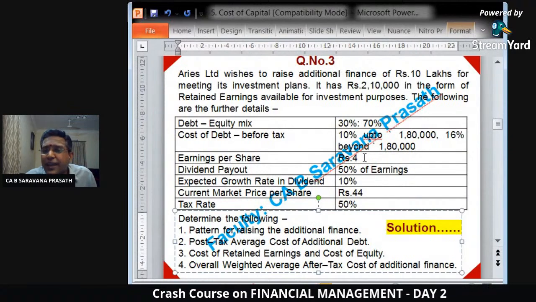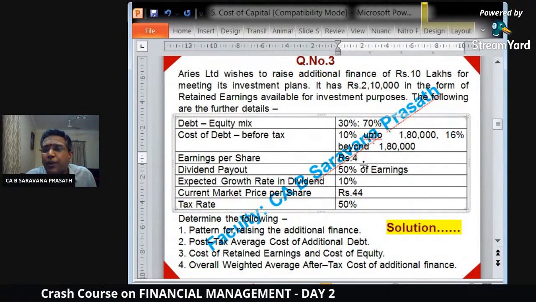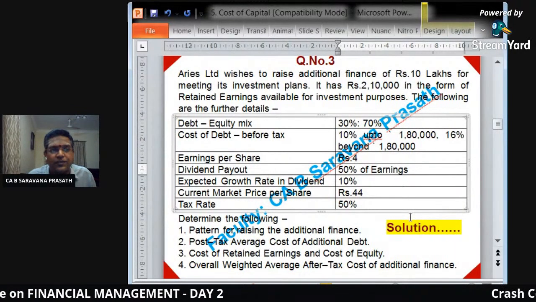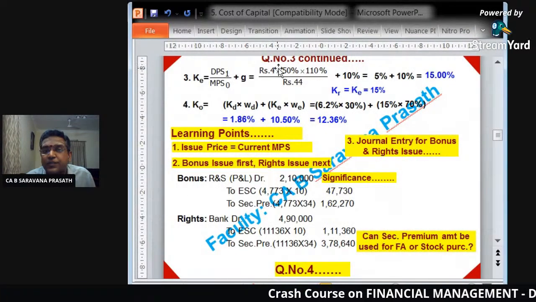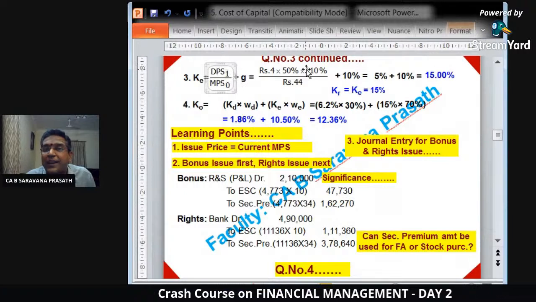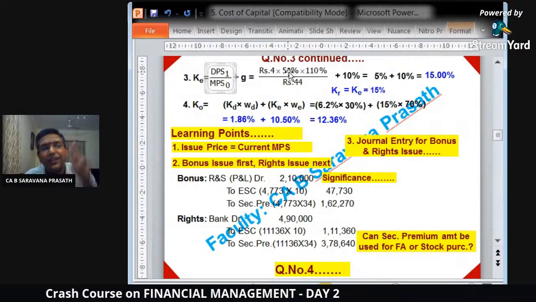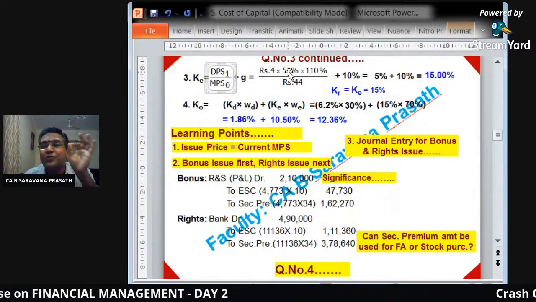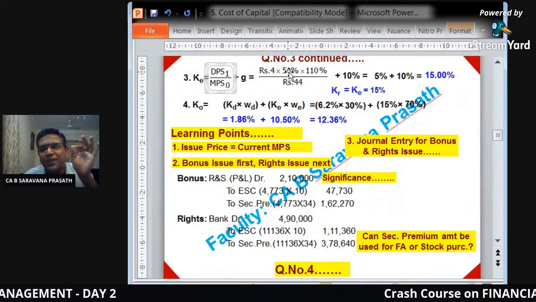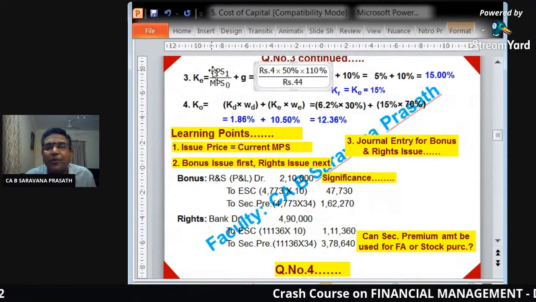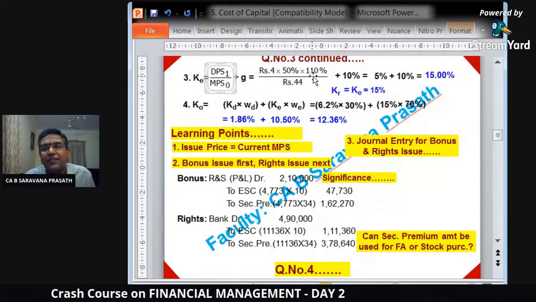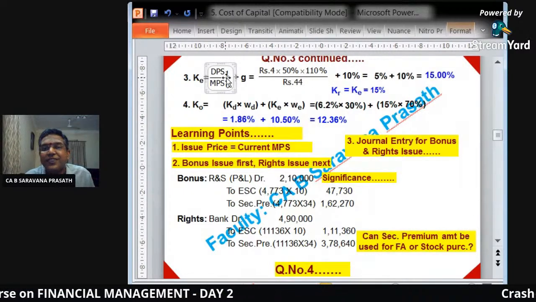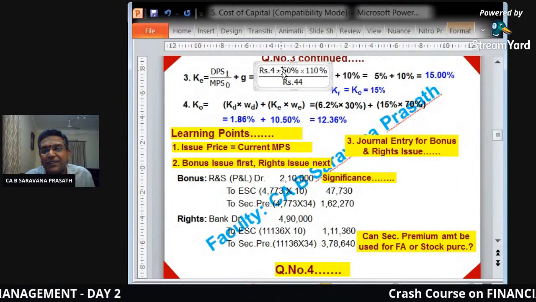DPS1: today's dividend is equivalent to 4 into 50%, which is 2 rupees. Next year, it will grow by 10%. So 10% upward, 2 rupees 20 paisa. 2 rupees 20 paisa divided by 44, DPS1 divided by MPS0, divided by 44, the number is equivalent to 5%.